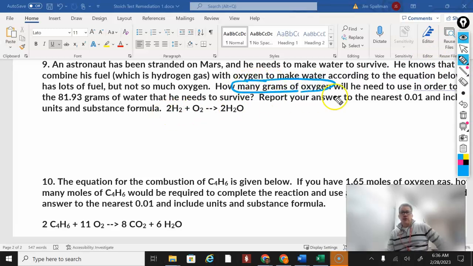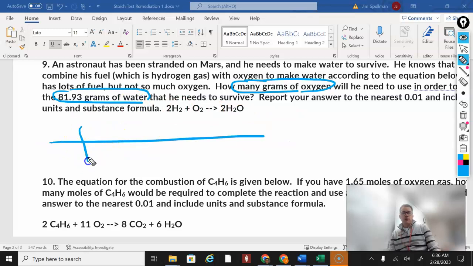Right. And then the number that we're given is 81.93 grams of water. So we're going from grams of water to grams of oxygen. That's all that we've got to do in this one. Just like the previous question. Here we go.